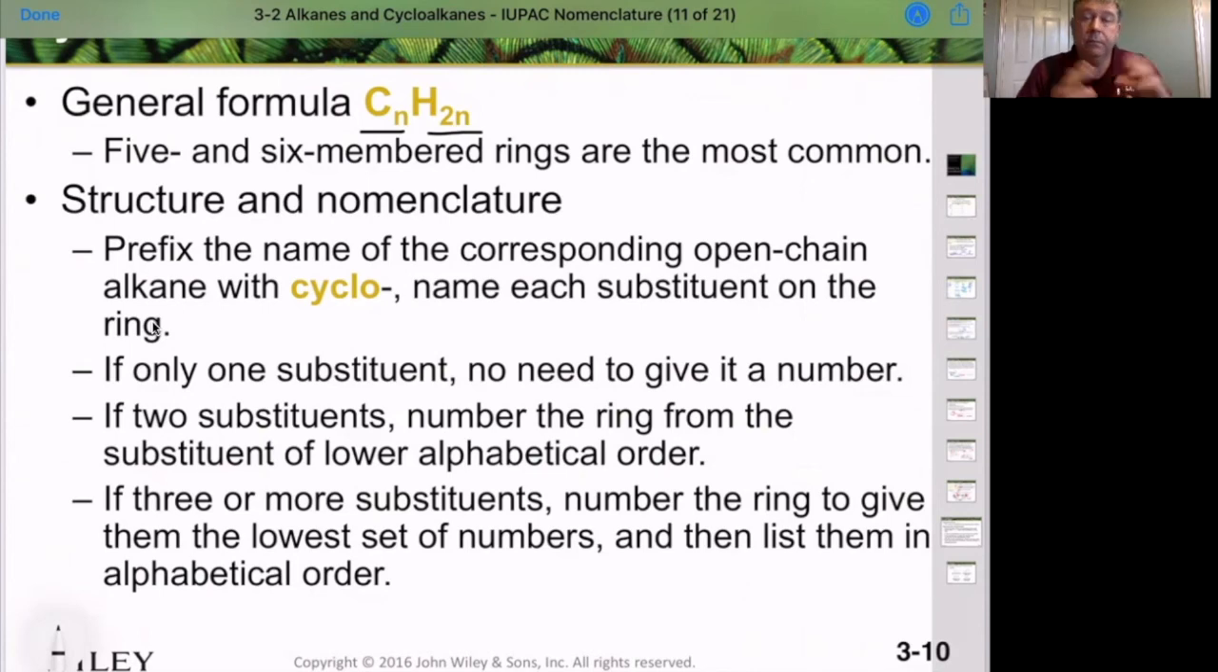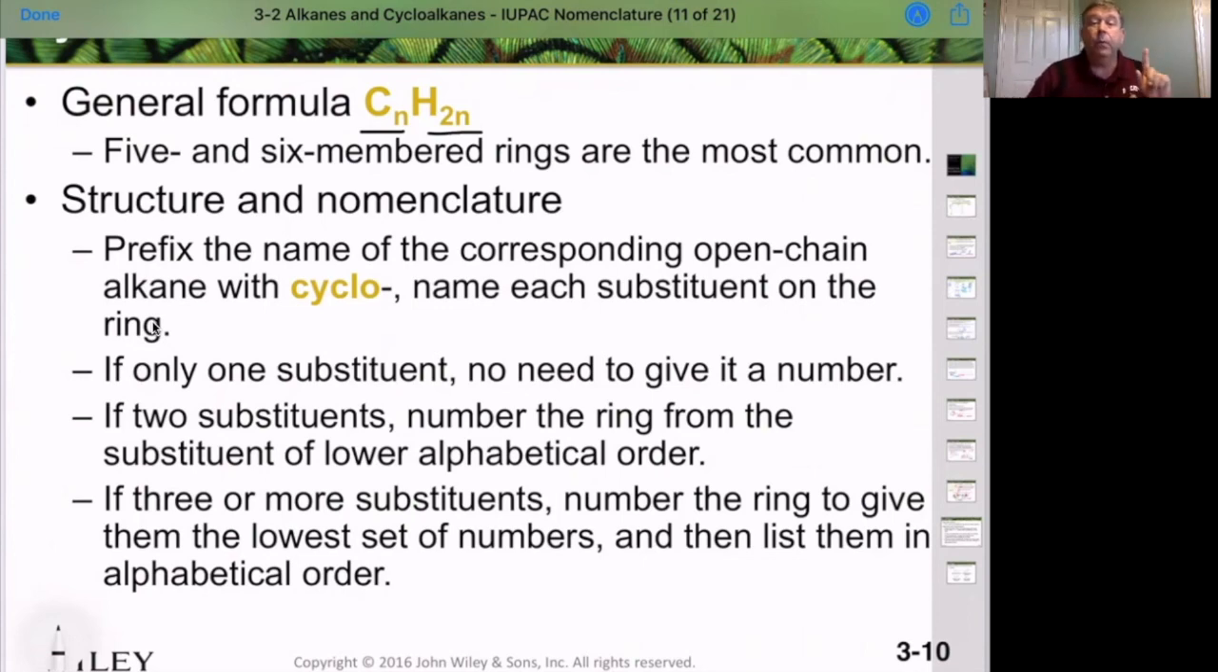But it doesn't mean it only forms those. We can form anything from 3 members up to hundreds of members if needed, okay? So when we talk about these things, if it was open, it'd be an alkane, and so we put the number of carbons associated with the open chain. But if it forms a ring, we have to name it cyclo. Okay, so name each substituent on the ring after that.